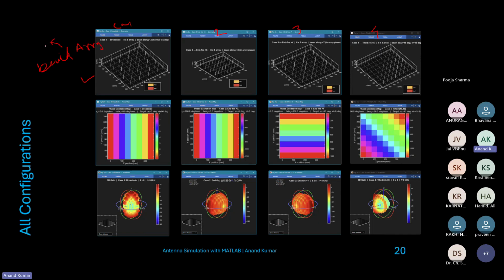Build array will use make phase, which will create the phase map, and then we'll get this geometry. And then you can also plot using imagesc of the phase map. You can get the script. You can get this plot.